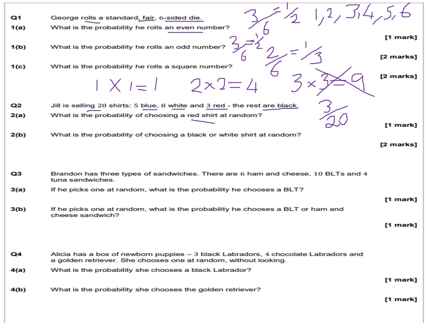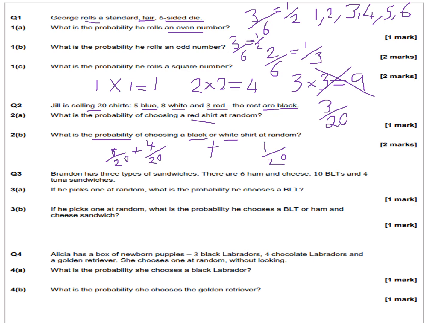For part B, what is the probability of choosing a black or a white shirt? The word or means I'm going to add my numbers together out of 20. The probability that it's a white shirt is going to be 8/20. The probability that it's a black shirt, well, the remaining is going to be black. So 5 plus 8 is 13, plus 3 is 16, so plus 4/20.